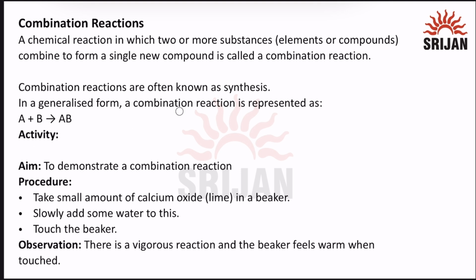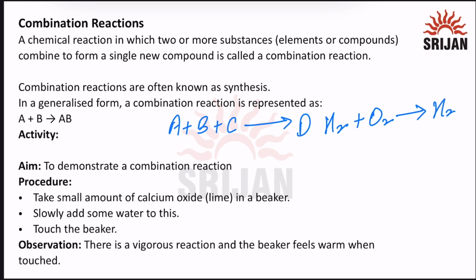In a generalized form, a combination reaction is represented like this. But it can also be like this: A plus B plus C gives anything, D. So what is an example of a combination reaction? This one, H2 plus O2 gives H2O. It is an example of a combination reaction, and there are hundreds of other examples as well.